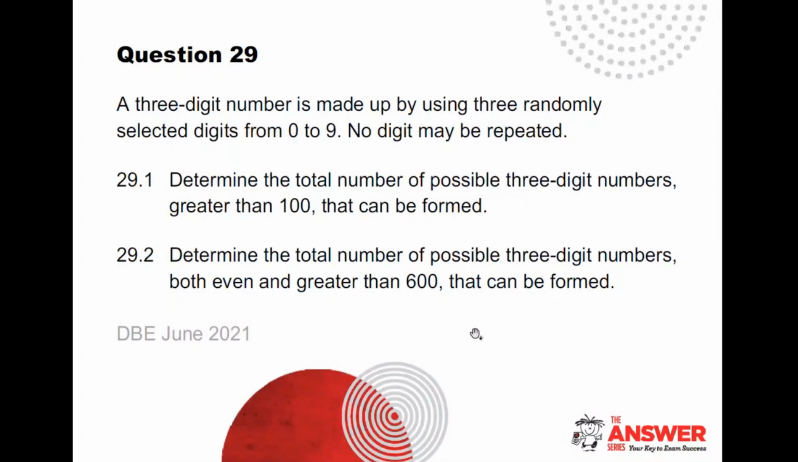Okay, question 2019, DBE, June 2021, reality, it's been asked. A 3-digit number is made up by using 3 randomly selected digits from 0 to 9. No digit may be repeated. Determine the total number of possible 3-digit numbers greater than 100 that can be formed. Determine the total number of possible 3-digit numbers, both even and greater than 600, that can be formed.